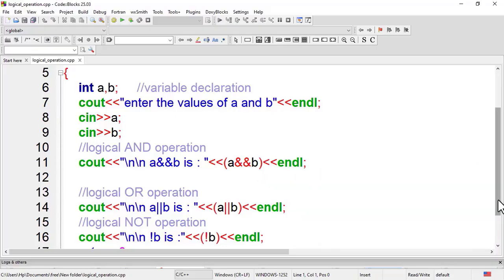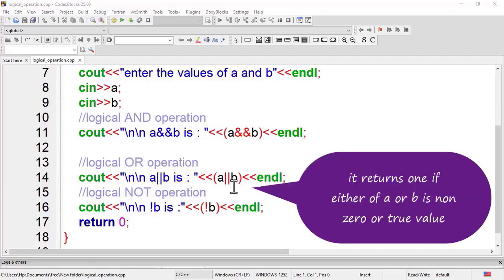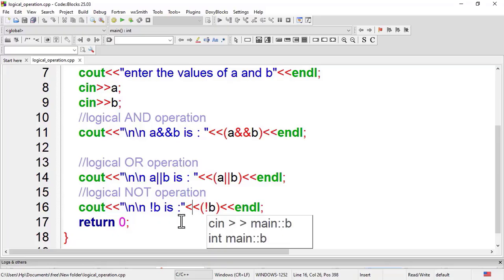The next one is the logical OR operation. a or b returns 1 if either of a or b is true or a non-zero value. The next one is the logical NOT operation. If b is 0, then it returns 1. If b is a non-zero value, it returns 0. So let's run the program and see the results.